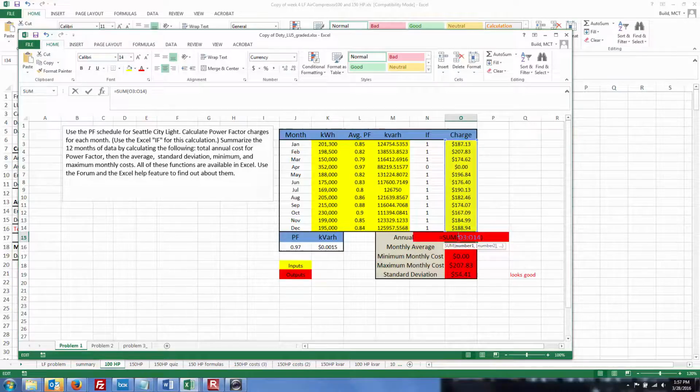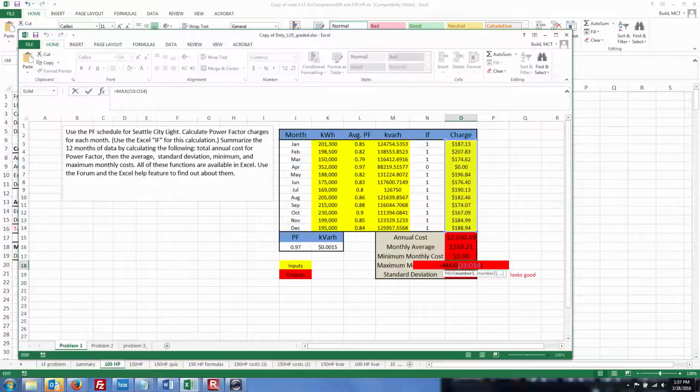The annual cost then is just the sum of all those guys. The monthly average is just the average. The minimum cost was 0. You had 0 charge on that one. Maximum monthly cost, just using the max function there. Standard deviation, same thing, standard deviation of all those numbers. Take a quick pause, compare that with Fraser.